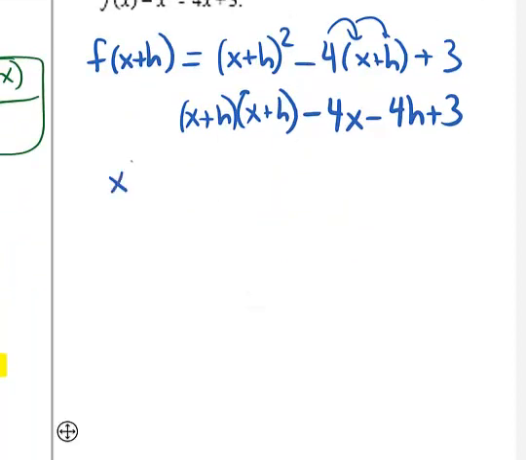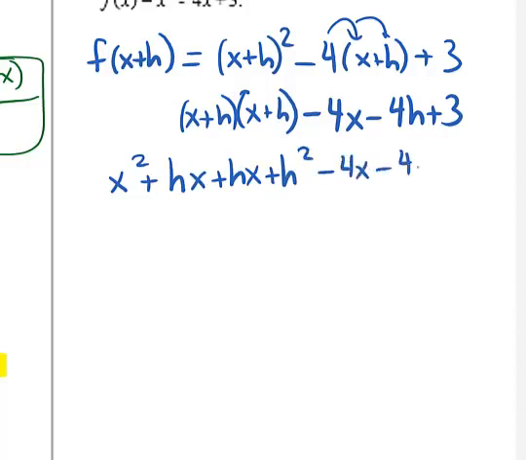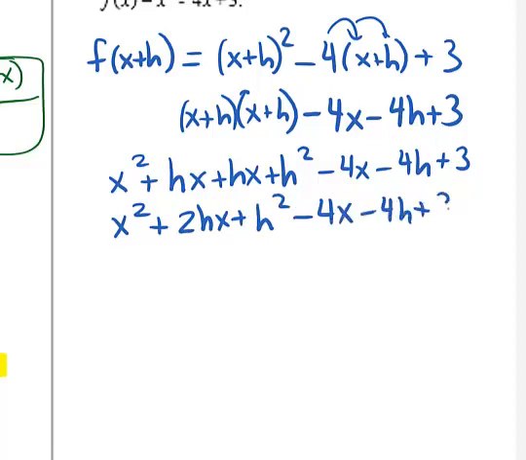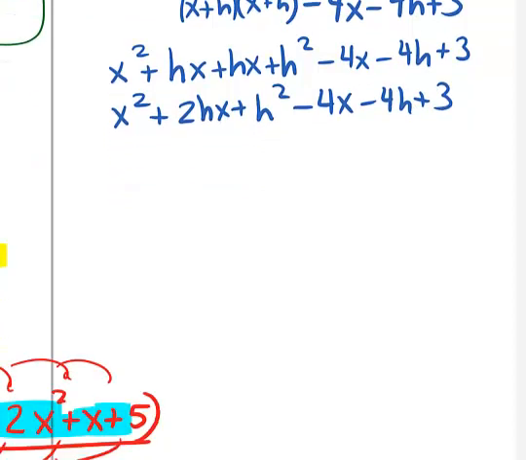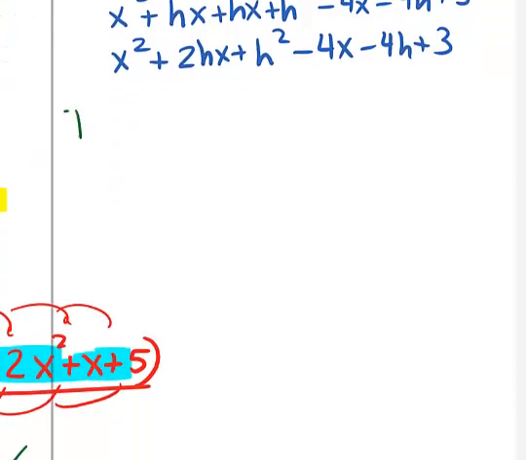Okay, and when I FOIL this x plus h times x plus h out, I get x squared plus hx plus hx plus h squared, and then the terms that I already had at the end. Those hx's are like terms, so it should be x squared plus 2hx plus h squared, now minus 4x minus 4h plus 3. And like the last one, none of those are like terms, which is kind of a bummer. But now we can finally put that together.